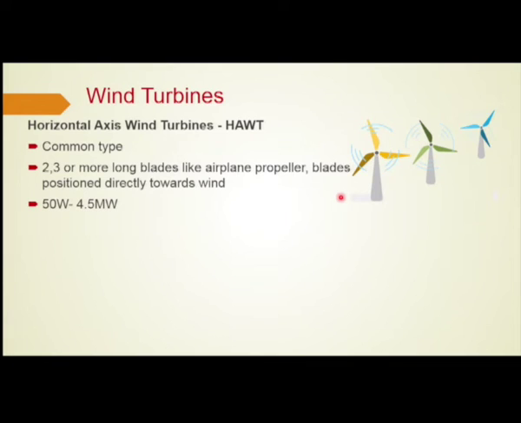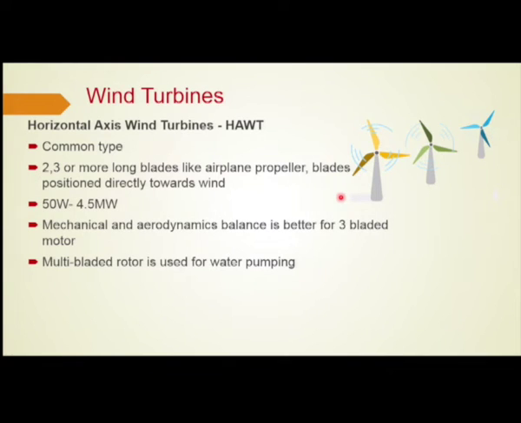It is the common type of wind turbine, mostly used. Two or three or more long blades, like an airplane propeller, are pushed directly toward the direction of the wind. That is the horizontal axis wind turbine. It is used to generate power in the range from 50 watts to 4.5 megawatts. Mechanical and aerodynamic balance is better if the turbine has 3 blades, and the stability of the structure is greater. So most wind turbines have 3 blades.